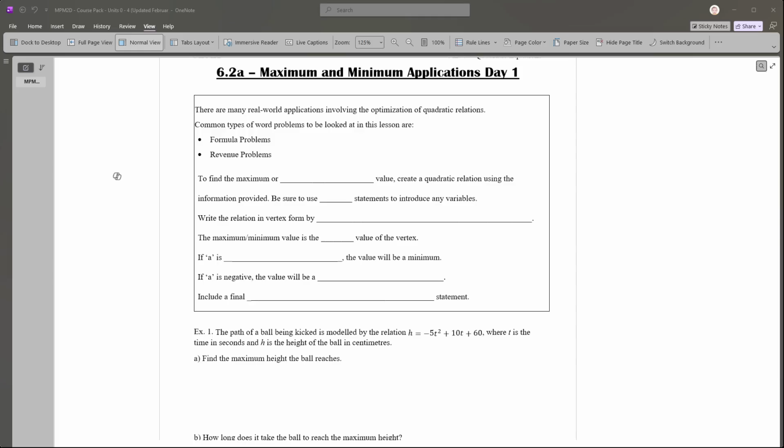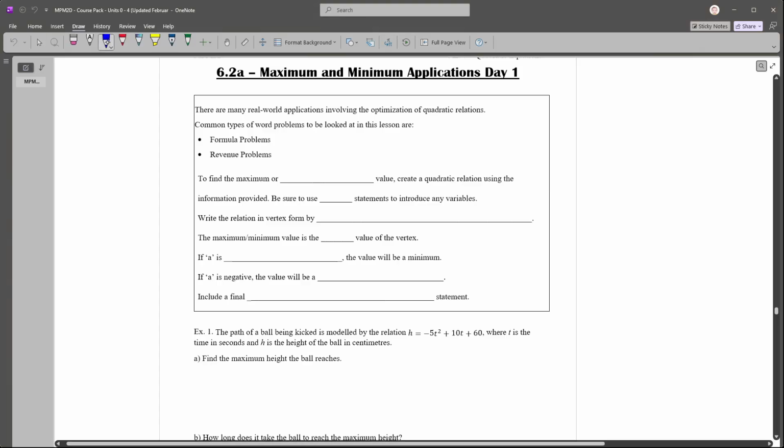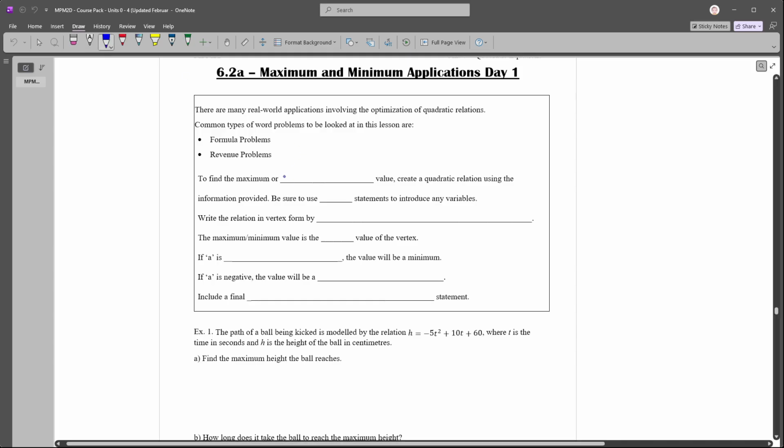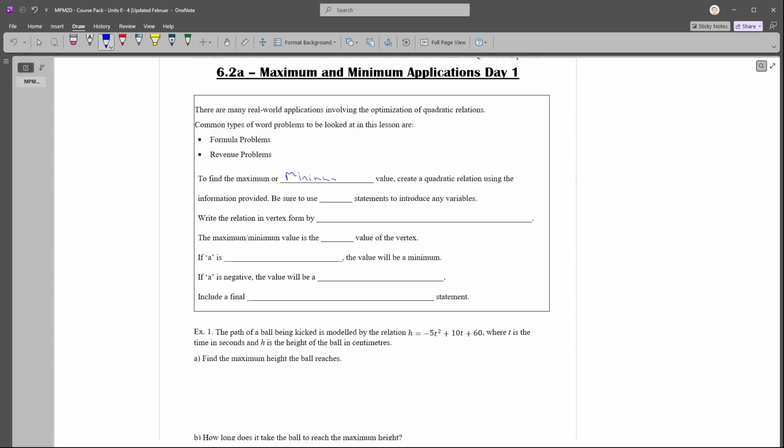Okay? So in order to find the maximum or the minimum value, what we're going to do is we're going to create a quadratic relation, and we're going to use all the information provided in the problem. That's going to help us create that relation. Hopefully, it won't be too much effort.